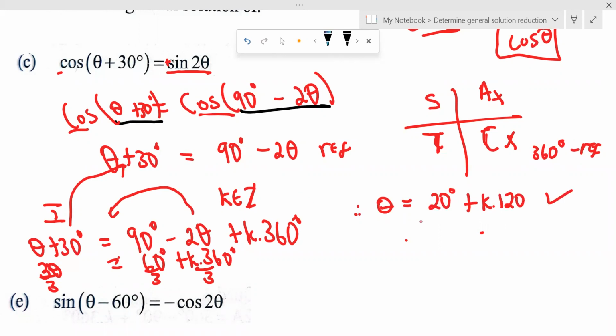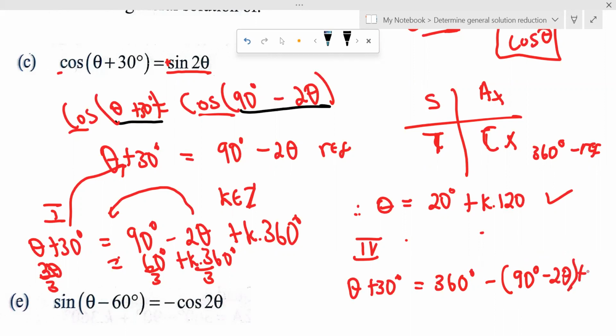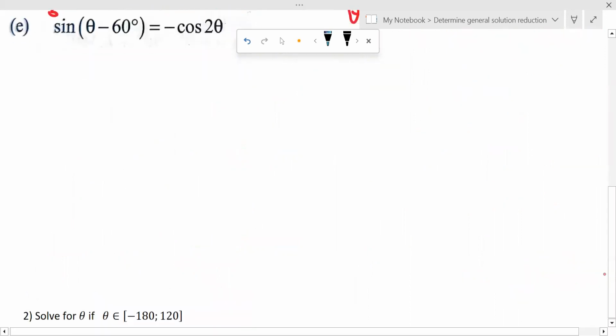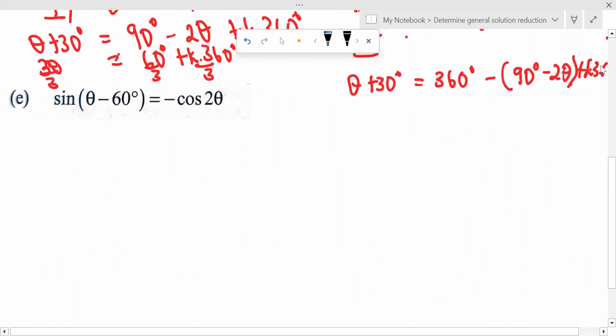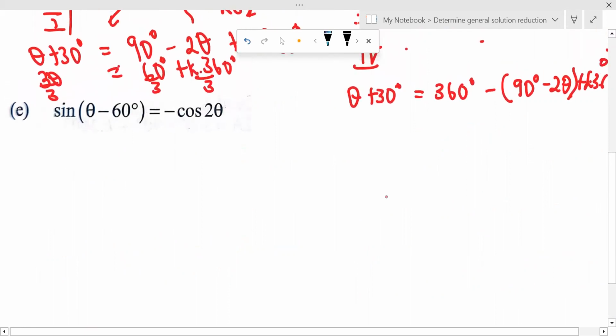Next, we need to talk about the fourth quadrant, IV. So on the fourth quadrant, we're going to have theta plus 30, which is going to be equal to 360 degrees minus, put it inside the bracket since we have 2 terms. So what do you have as your 2 terms? You have 90 degrees minus 2 theta. This is your reference angle, and then you say plus K multiplied by 360.